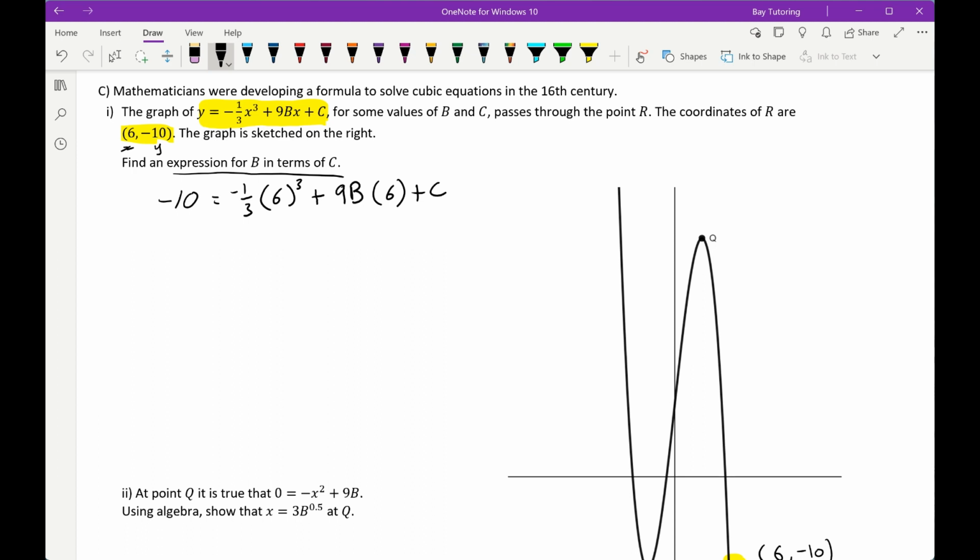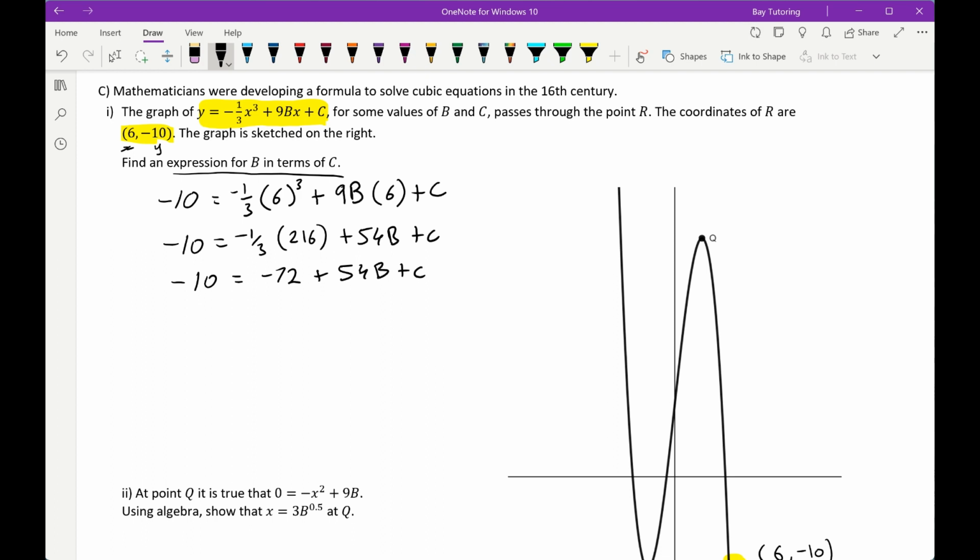Okay, let's simplify this as much as we can. So 6 cubed is 216. We'd like to do one thing at a time, so I'm not going to times by the negative 1/3 just yet. 216. 9 times 6 is 54, so that's going to be 54b plus c. Now times 216 by negative 1/3, which is negative 72. So negative 72 plus 54b plus c.